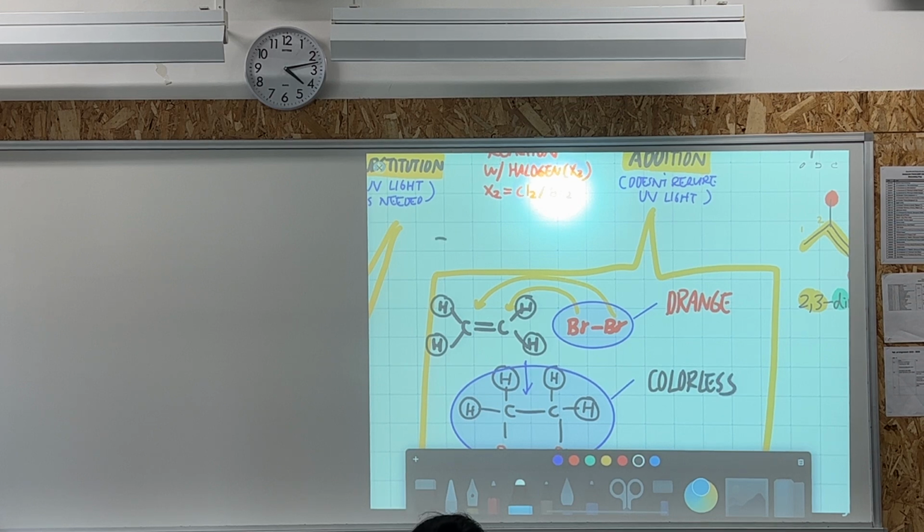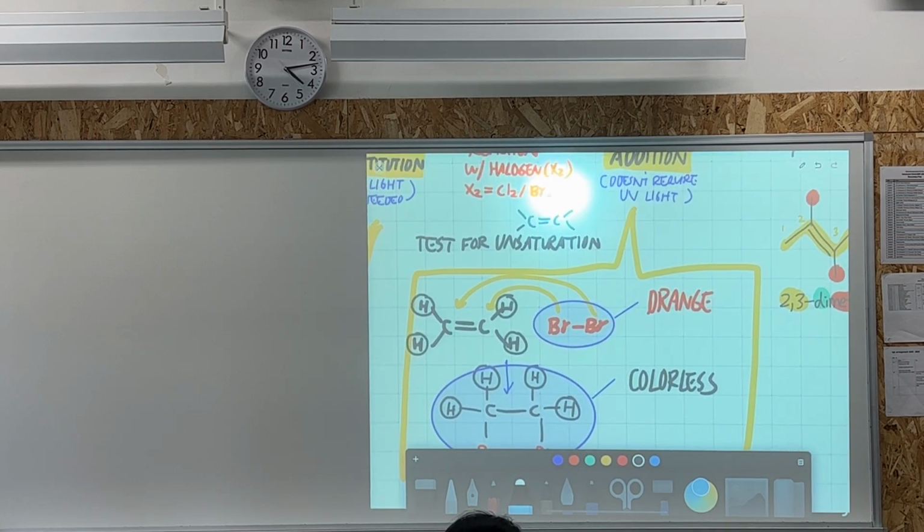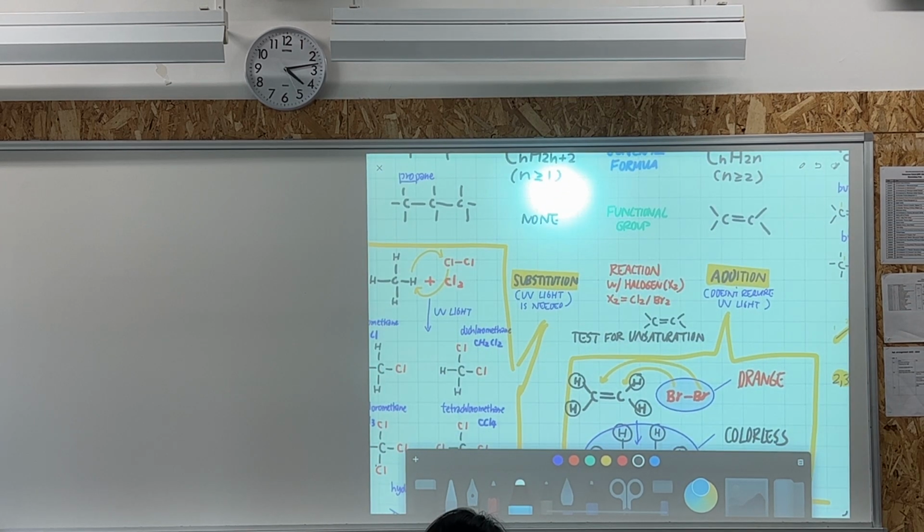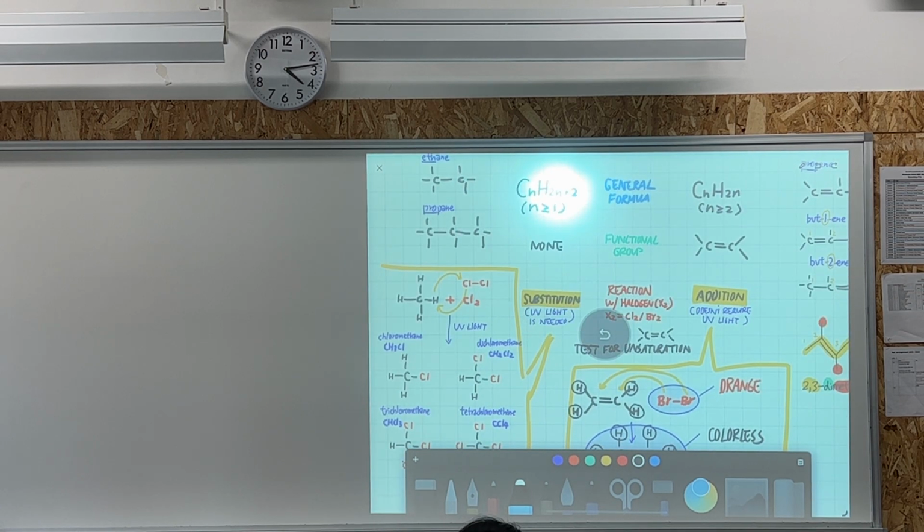So therefore, what do we say? We have the test for unsaturation. Unsaturation means C double bond. Only things with C double bond can react with bromine and produce a color change from orange to colorless, in the absence of sunlight. Because you see, if you provide UV light or sunlight, even the alkane can react, right?